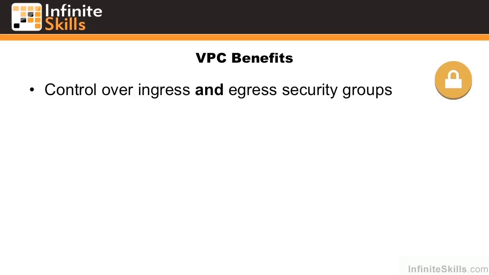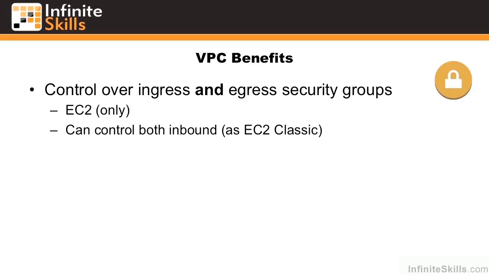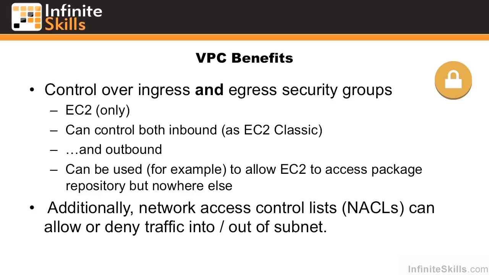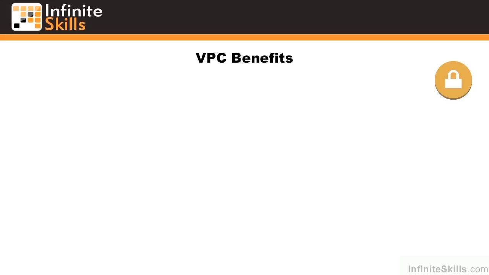VPC also gives you control over both ingress and egress security groups. This is only for EC2, but you can control both inbound, such as EC2 Classic, and outbound. This can be used, for example, to allow your EC2 to access package repository, but nowhere else on the internet. Additionally, network access control lists can allow or deny traffic into and out of the subnet.